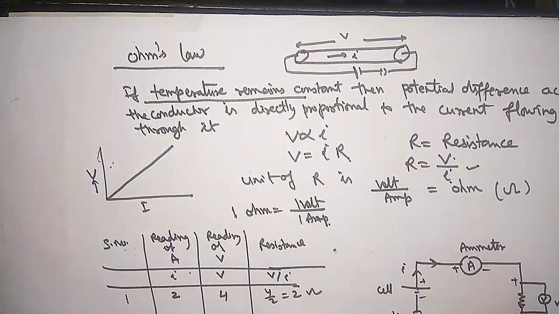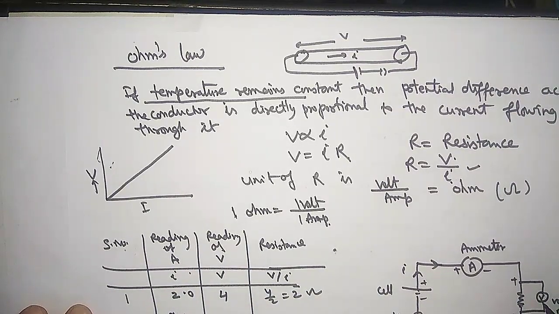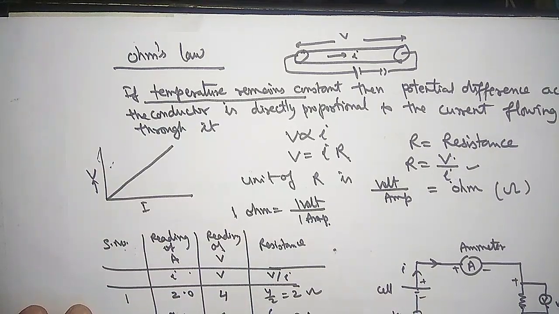Now change the current in the circuit, so the value of I will change. Suppose it is 3 ampere. In that case, read the reading of the voltmeter. Obviously it will be 6 in the same ratio. It is just 1.5 times, again 1.5 times. So again you will find 6 upon 3, 2 ohm.